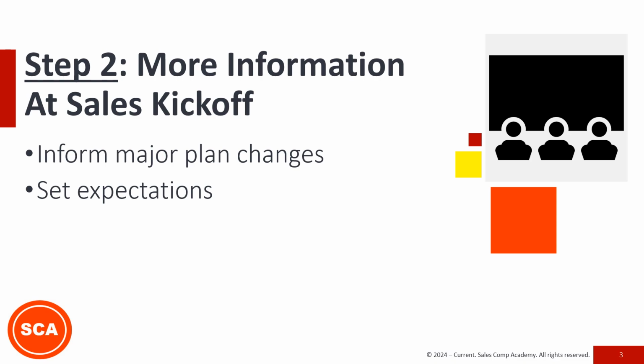Step 2. Now, we say sales kickoff here because companies usually have their annual sales team event in the beginning of the year. Typically, early January to start the year off, and early January is the standard time for kickoff. However, you can also share more information about the comp plans at a company-wide event if you have breakout groups just for the sales team.